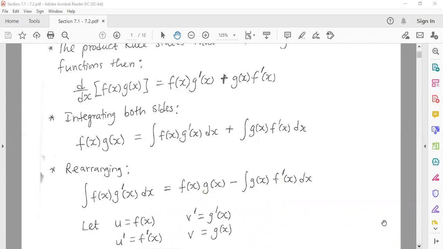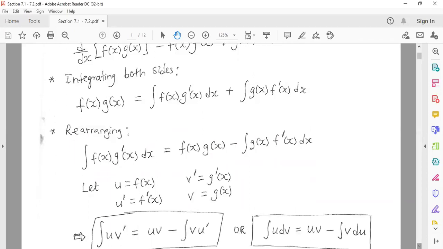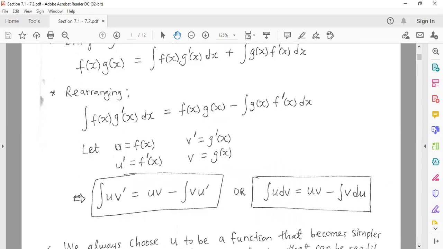And how do we apply those? I'm just going to show you now quickly. You see here, you let u be f of x, therefore u prime is just f prime of x. You let v prime be g prime of x, and v will just be the integral of the derivative of a function, which is just the function. All right, very important, the two notations.